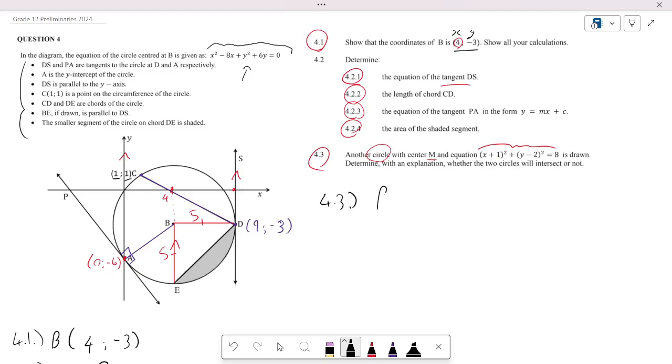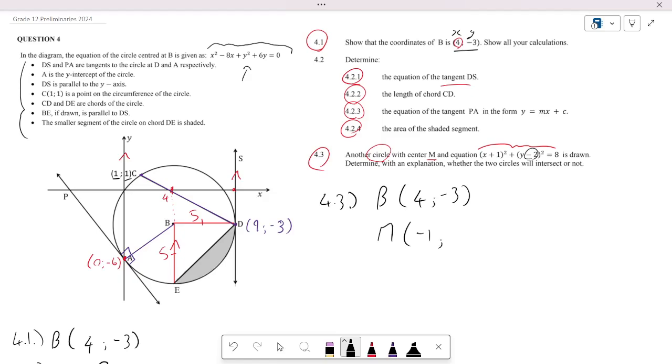So with circle B, we know the radius. So let me actually write down the coordinates quickly for circle B. The circle B has its center at 4 and negative 3, right? So 4 and negative 3. And then we have the M, which has its circle center at, you can see the positive 1 is there by the x, so therefore it's a negative 1.